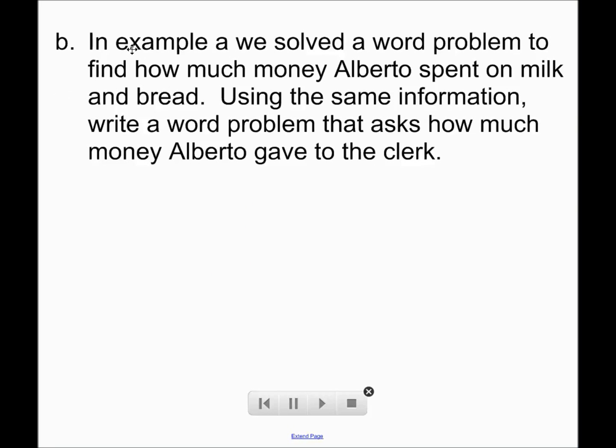In example A, we solved a word problem to find out how much money Alberto spent on milk and bread. Using the same information, write a word problem that asks how much money Alberto gave to the clerk. So we're going to do this kind of backwards here, using the same numbers, $15.17 and $4.83. We're trying to come up with the 20. We're going to write our own problem here. Here's what I came up with.